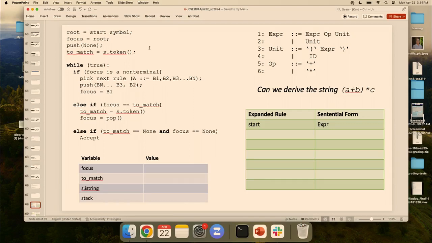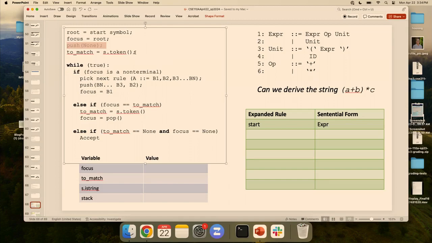Now what we're going to do is the algorithm. We're going to have a start symbol. To begin with, the root is going to be the start symbol. We're going to have this variable called focus. Focus is the current non-terminal that we're looking at. So we're going to set that to be the start symbol. We're going to have a stack. Initially, our stack is going to be empty. Now, here comes our lexer. Remember we talked about the API for the lexer.